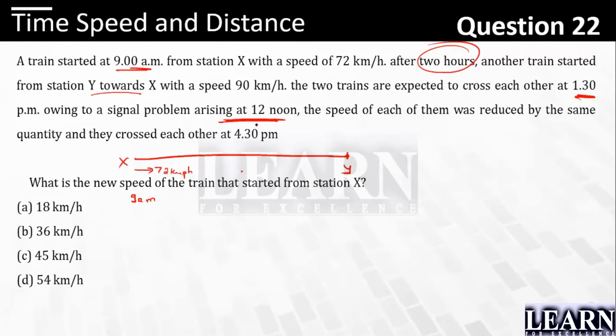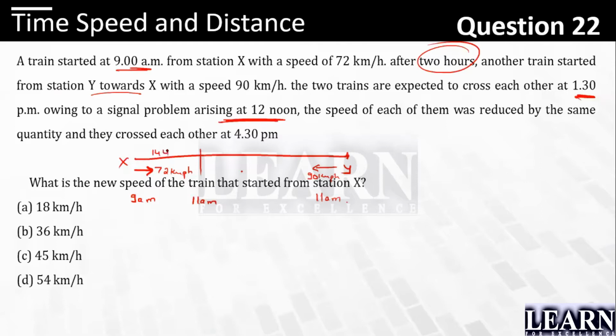And after 2 hours, another train started from another station Y towards X with a speed of 90 km per hour. After 2 hours, that is nothing but 11 a.m. So be careful with this. Whenever you're going to apply the relative speed, you need to make the time constant. So you have to make this train X move for 2 hours, so as to reach 11 a.m.